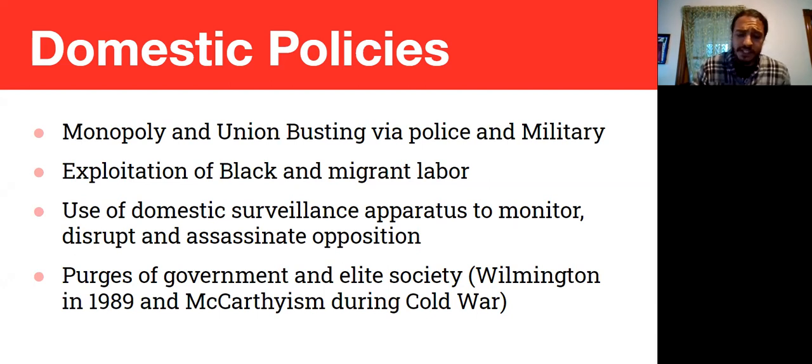By the time the 60s came around, you had folks like Martin Luther King being surveilled by the FBI. You had people like Fred Hampton being set up and assassinated in a coordinated campaign between the FBI and local police using informants and spies. And this is all intentional. It's to monitor, disrupt, and assassinate opposition. If we can't disrupt you, then we'll just kill you.